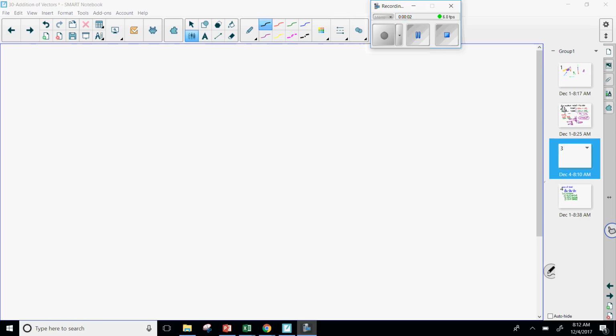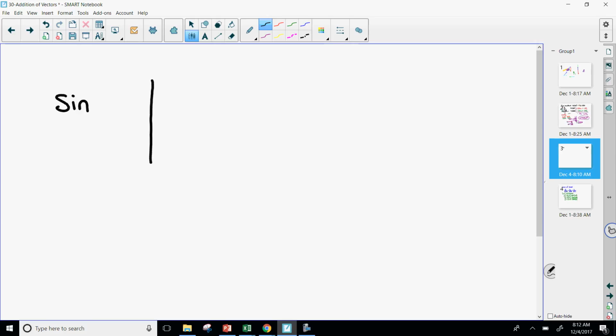Okay, so I'm supposed to talk about the sine and the cosine curve to help us with the values of the sine, cosine, tangent of 0, 90, 180, 270, 360. I know we did look at it.